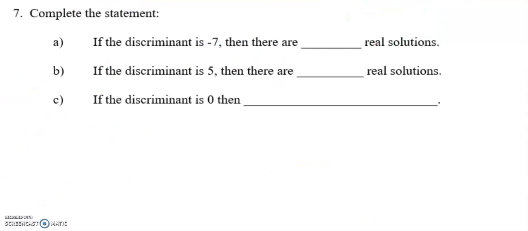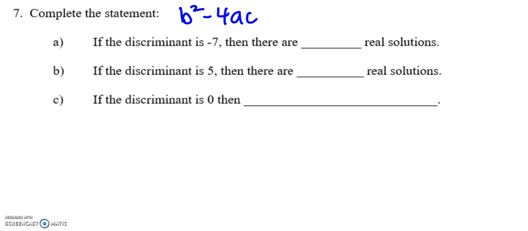All right, complete the statement. All of this has to do with the discriminant. So real quick, let's remember that the discriminant is the part that is underneath the square root in the quadratic formula. And that lets us know, is my radical coming out positive, negative, which would imply imaginary, or 0, which would imply 1 real root.